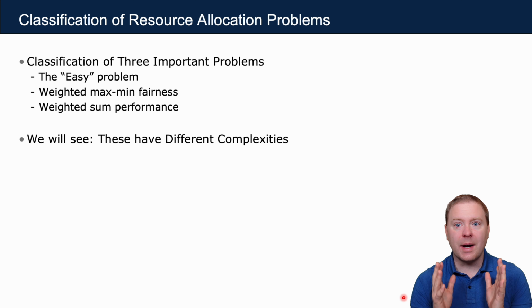We will now classify three important problems and determine their complexities. One thing that I call the easy problem, which is a starting point for a lot of other solutions, the weighted maximum fairness problem, and the weighted sum performance problem. And we will see that they have very different complexities.